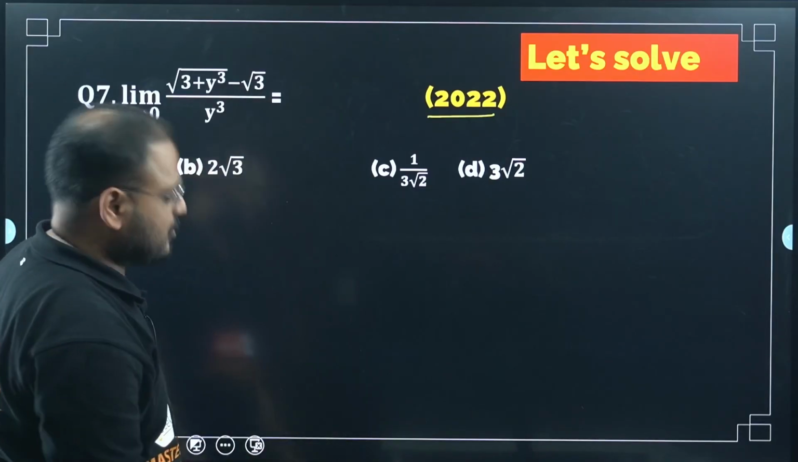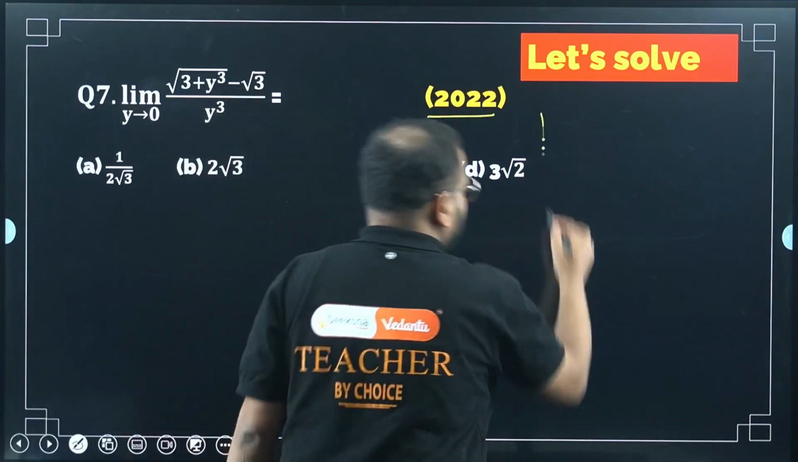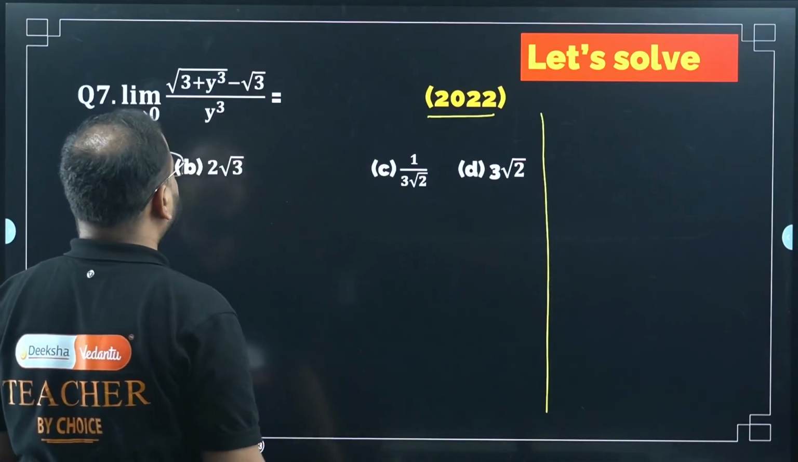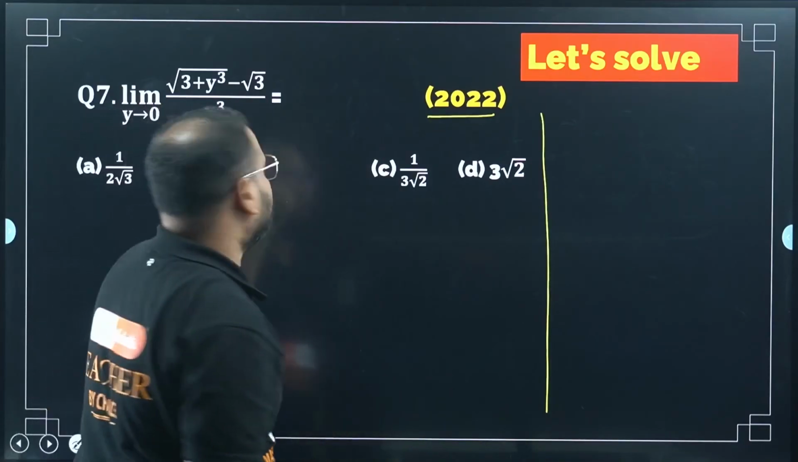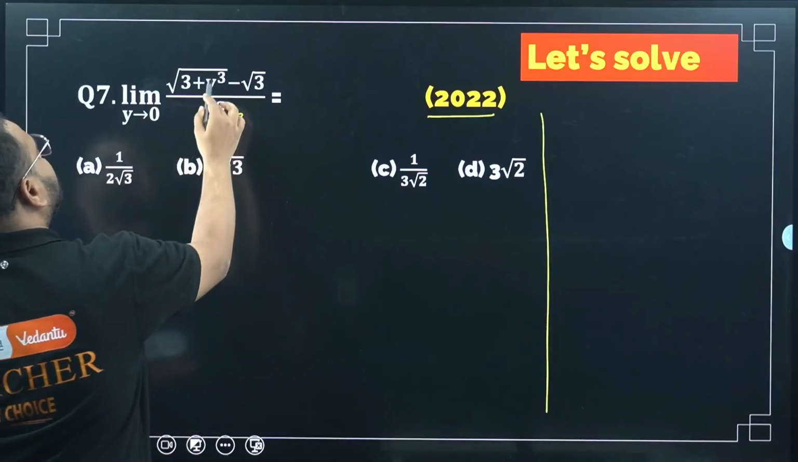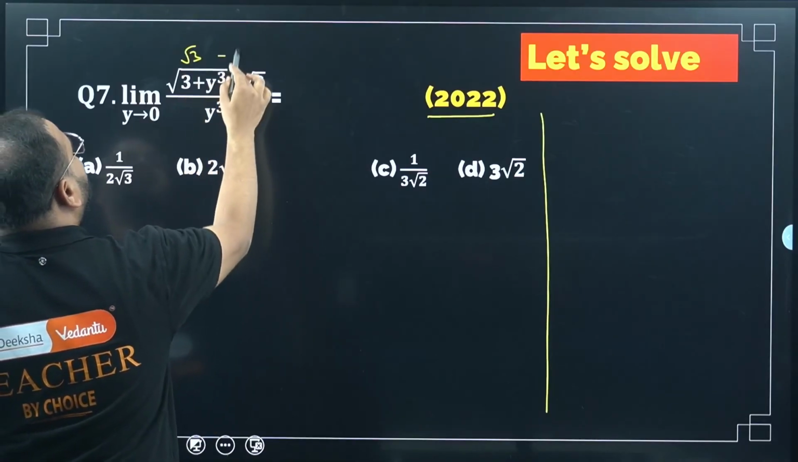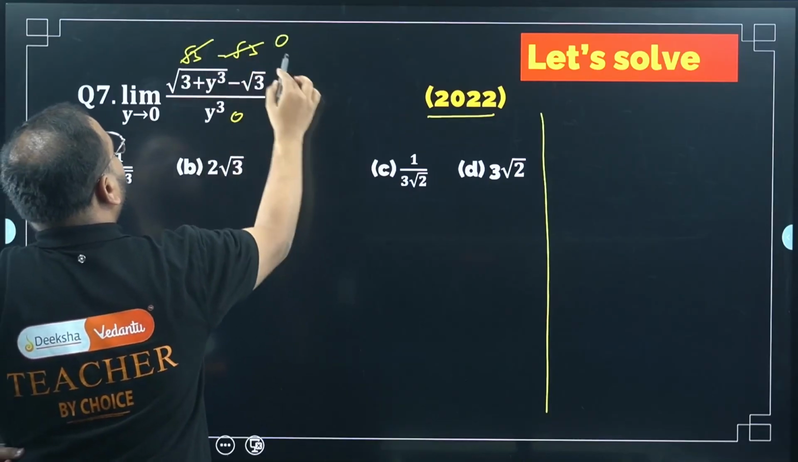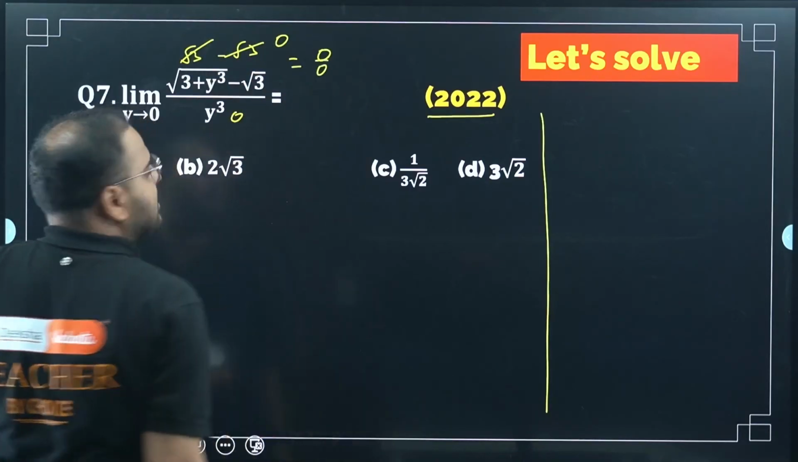Sir, you are saying too many things. Let's solve it, sir. Okay. If you want to check the indeterminate form, put here y is 0, denominator is 0. Over here, this will become root 3. This will become minus root 3. So again, this will be 0. So what is the form here? 0 by 0. 0 by 0 form is there.